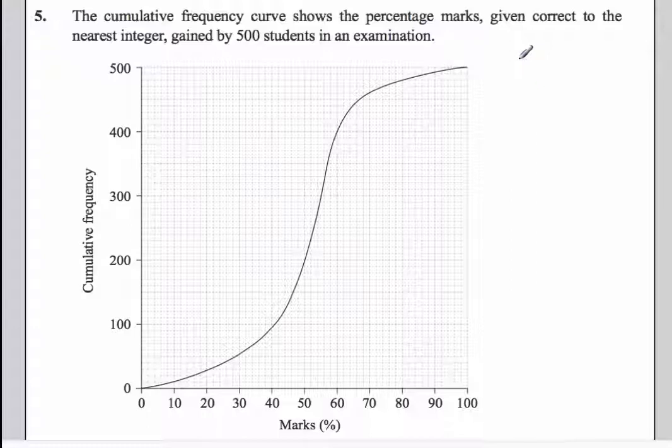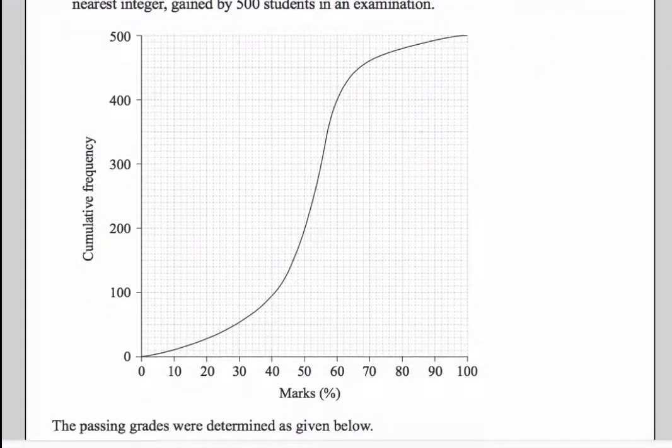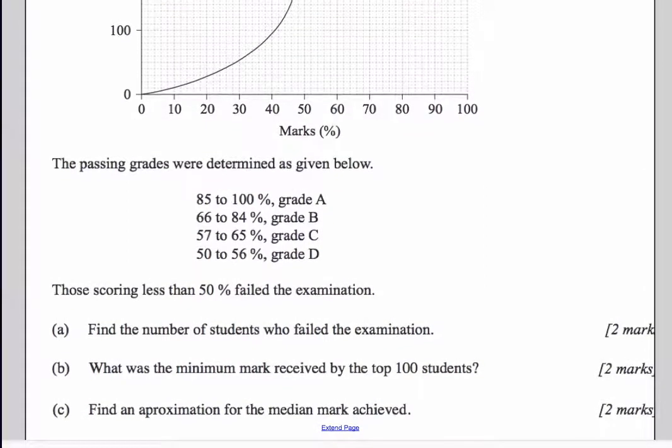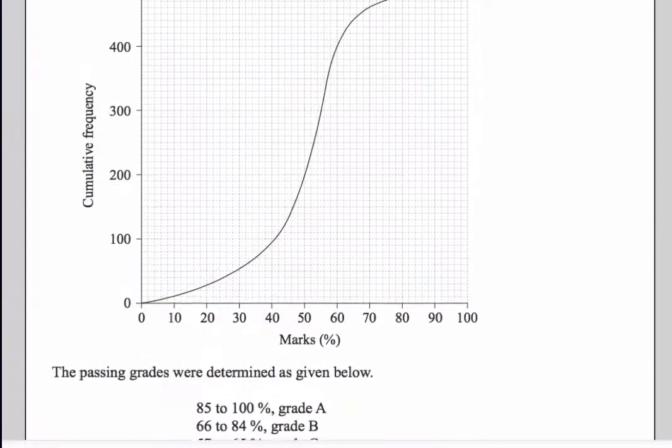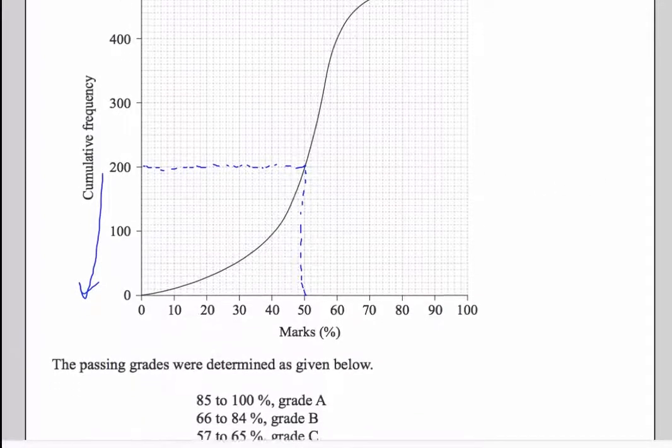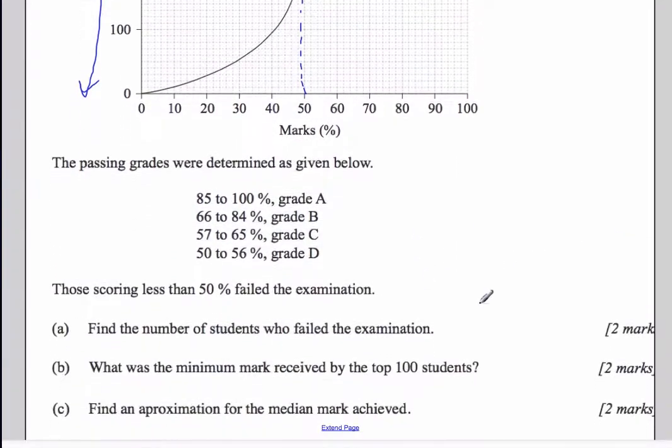Okay, next, the cumulative frequency curve shows percentage marks given to the nearest integer gained by 500 students in an examination. Here's how the passing grades are determined. Those scoring less than 50% fail the examination. Find the number of students who failed. So people who scored less than 50 failed. Let's take a look at the cumulative frequency curve. How many people failed? Well, we have 50%. The mark is right here. So if we go up and across, and you might do a better job with a ruler, it looks like 200 people are below that mark. So about 200 people failed the exam. Maybe you can mark this A, just show your work. So 200 people.